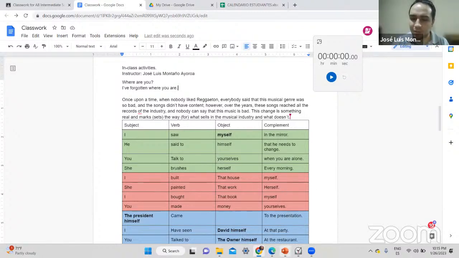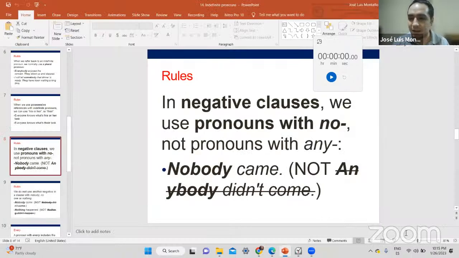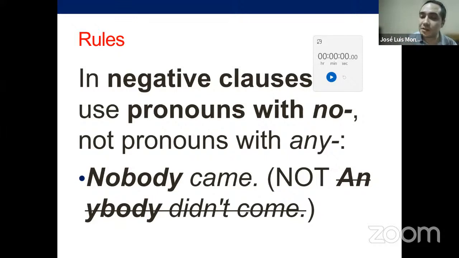We have just a couple more things to see. And one of them is that mistake that I told you. When you want to say something negative, remember, you don't use a negative idea, and usually when you use the idea at the beginning, it has to be nobody instead of anybody.